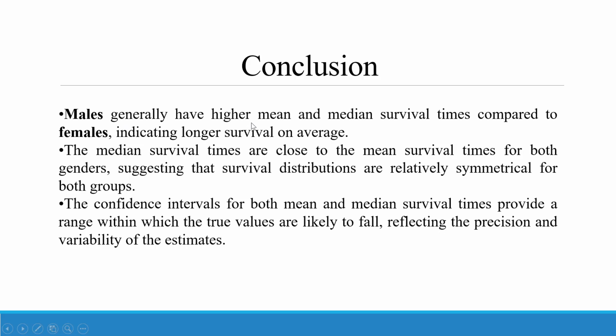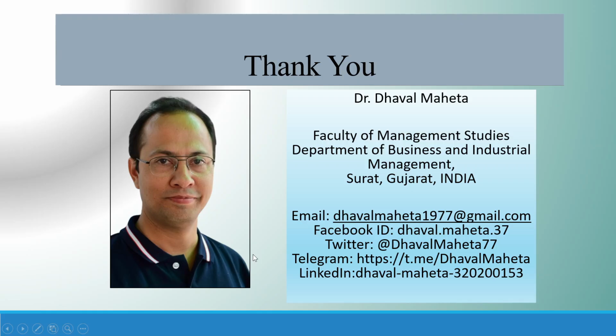So males generally have higher mean and median survival times compared to females, indicating longer survival on average. The median survival times are close to the mean survival times for both genders, suggesting that the survival distributions are relatively symmetrical for both the groups. The confidence intervals for both mean and median survival times provide a range within which the true values are likely to fall, reflecting the precision and variability of the estimates.